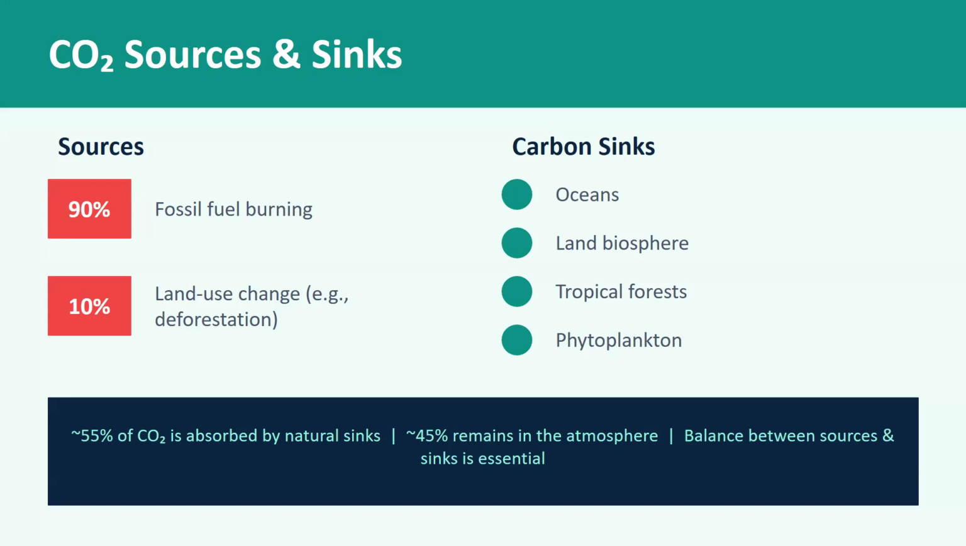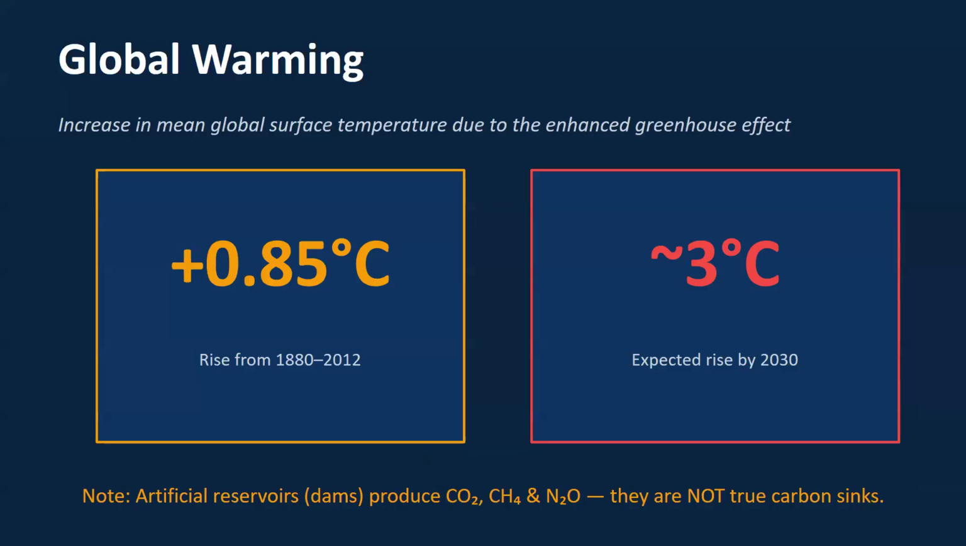55% of this carbon dioxide, which is emitted by different sources, is absorbed by the natural sinks, and 45% remains in the atmosphere. The balance between sources and sinks is essential. Now, the thing is global warming: the increase in the mean global surface temperature due to the enhanced greenhouse effect.